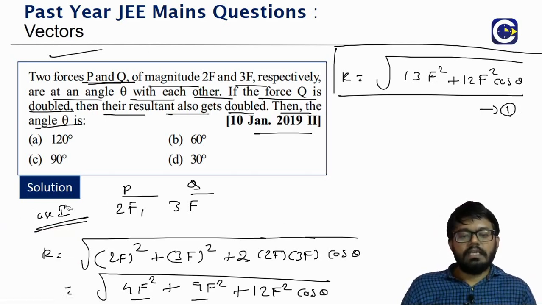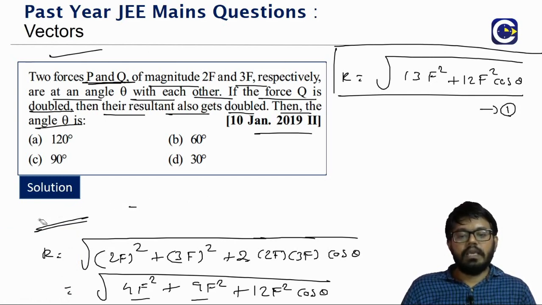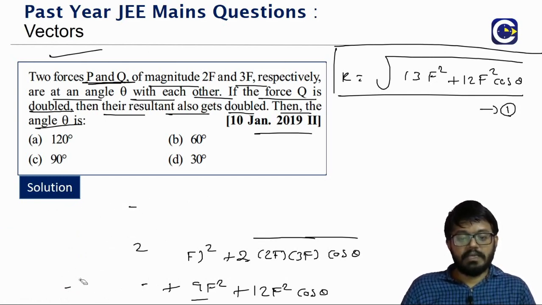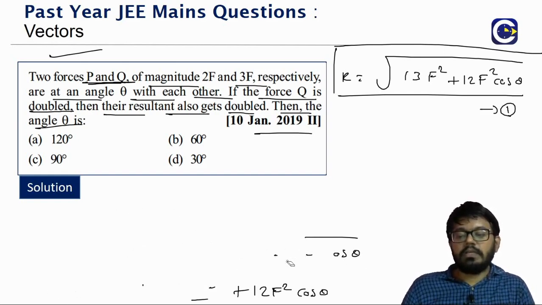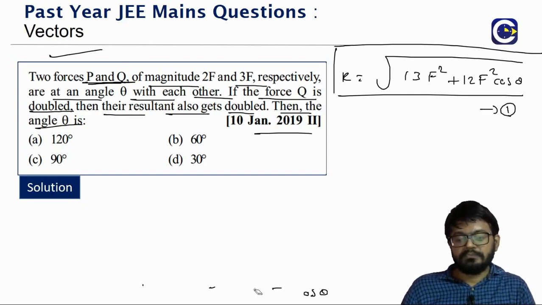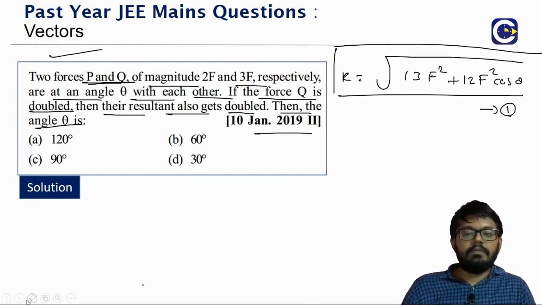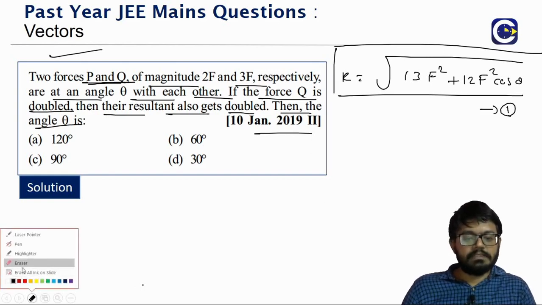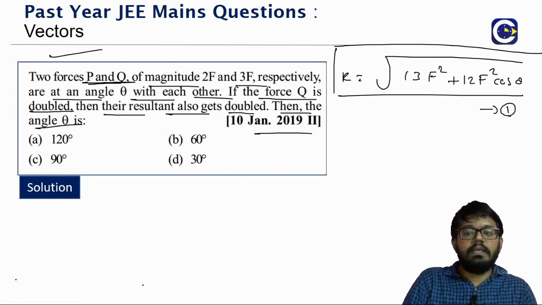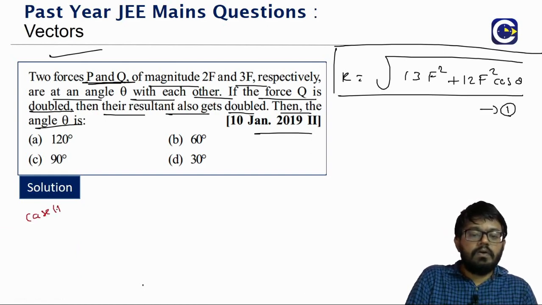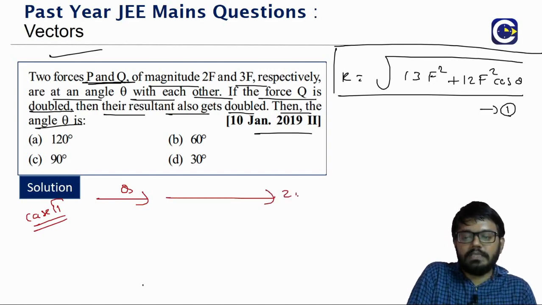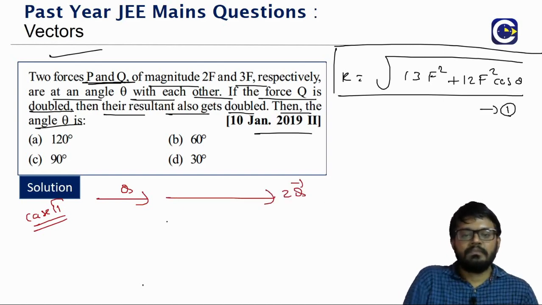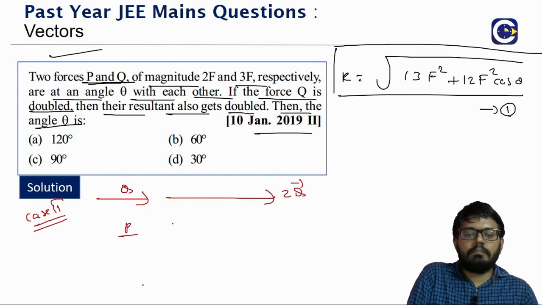Now we look at the information given in case 2. The statement is: if the Q force is doubled. Remember, when you double the Q force, we are talking about the magnitude. The angle between P and Q is theta, so the angle between P and 2Q will also be theta, in the same direction with double magnitude. Angle will be the same theta.